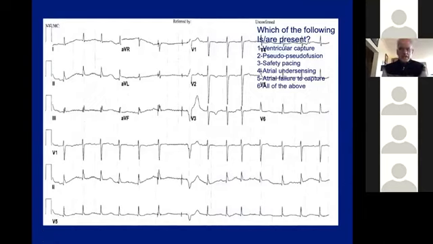All right, so this is a multiple choice question again. What are we seeing on this 12-lead electrocardiogram? Ventricular capture, pseudo fusion, safety pacing, all of the above. Well, you saw my answer, unfortunately, there, I think. All right, we're going to wait for the poll.